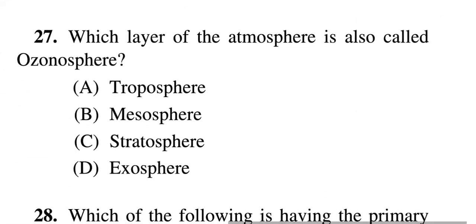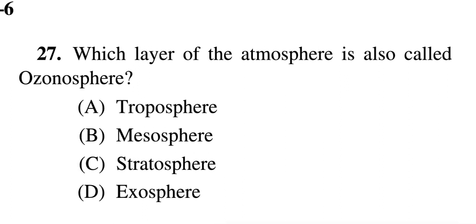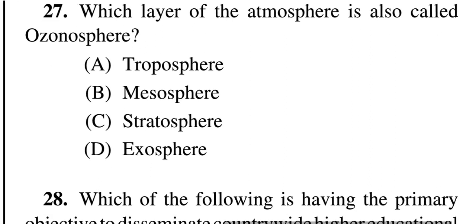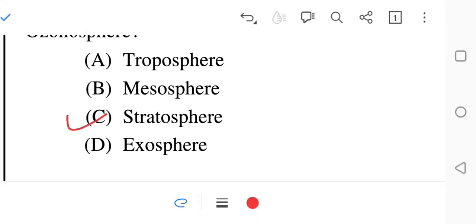Number 27, it says, which layer of the atmosphere is also called ozonosphere? Troposphere, mesosphere, stratosphere, exosphere. From the question itself, you can make out it is from ecology. 27, environment and ecology. So the correct answer is the layer of stratosphere, which is called ozonosphere. Stratosphere. Now number C is the correct answer.